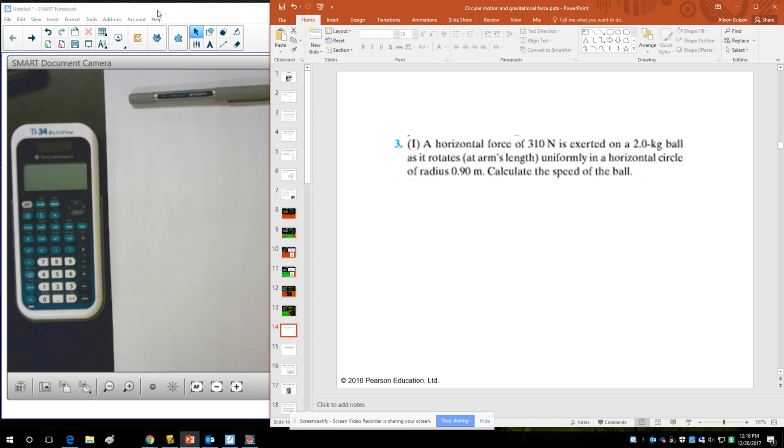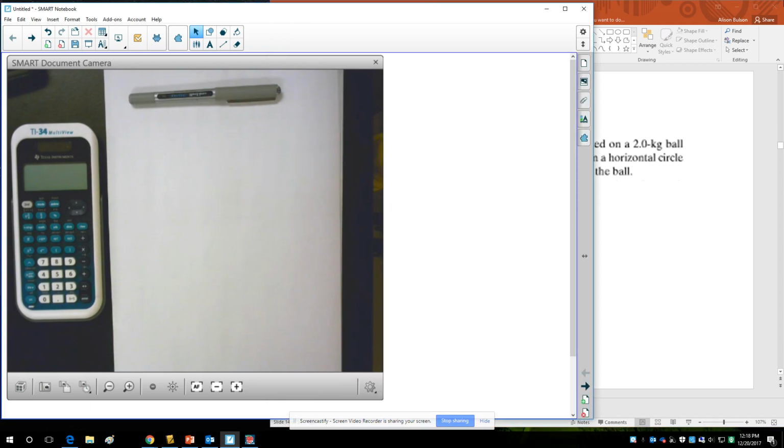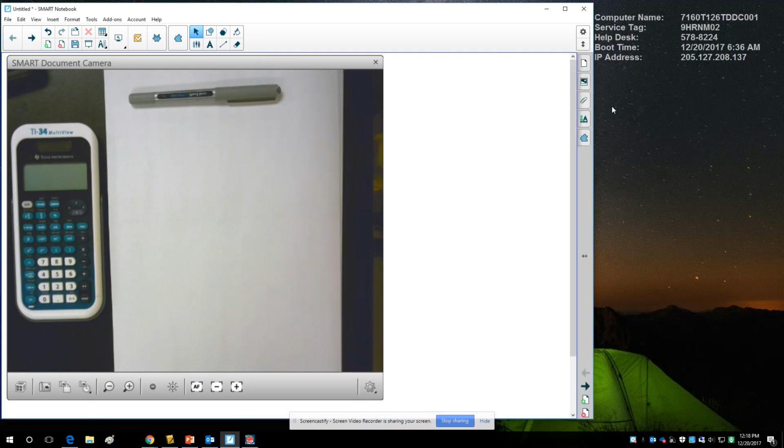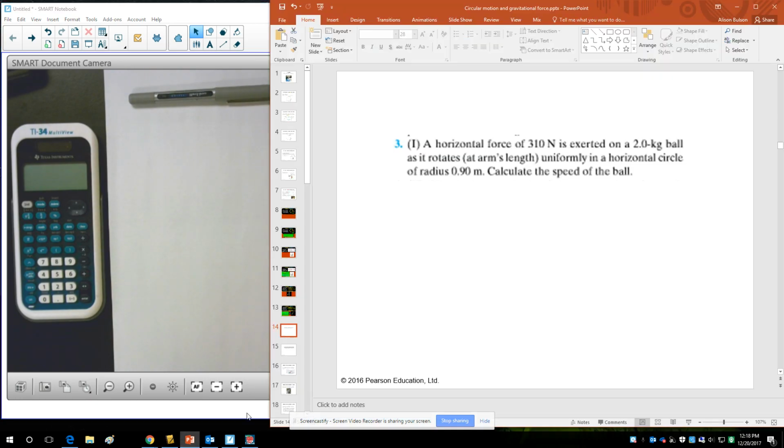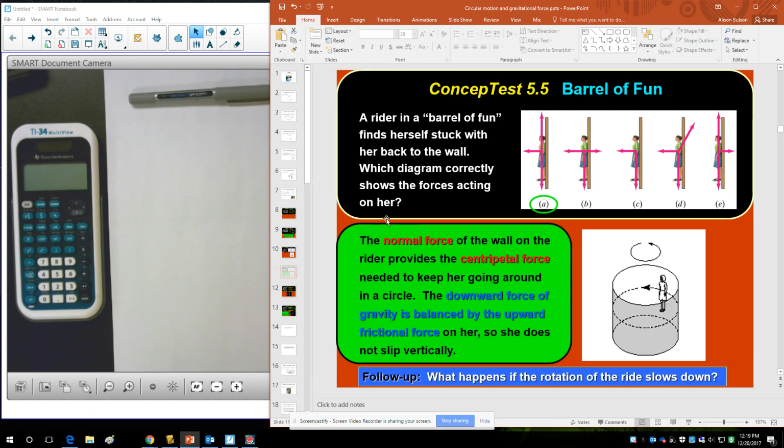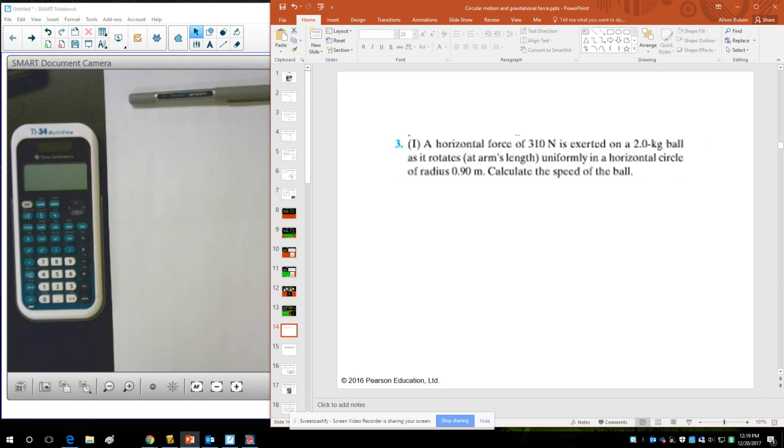Now for a numerical example. So we'll switch to the document camera. Shoot, you can't see the question though if I do that. Let's try this. Whoops. Let's try making this a smaller screen.